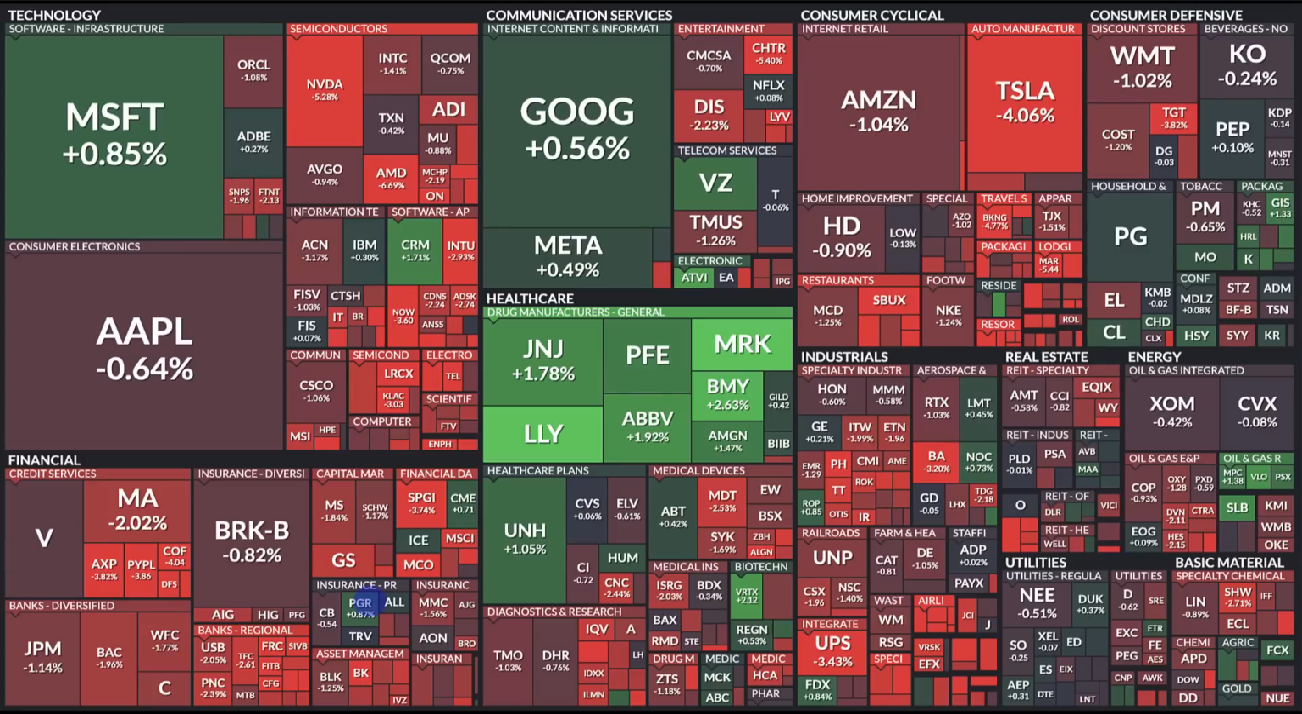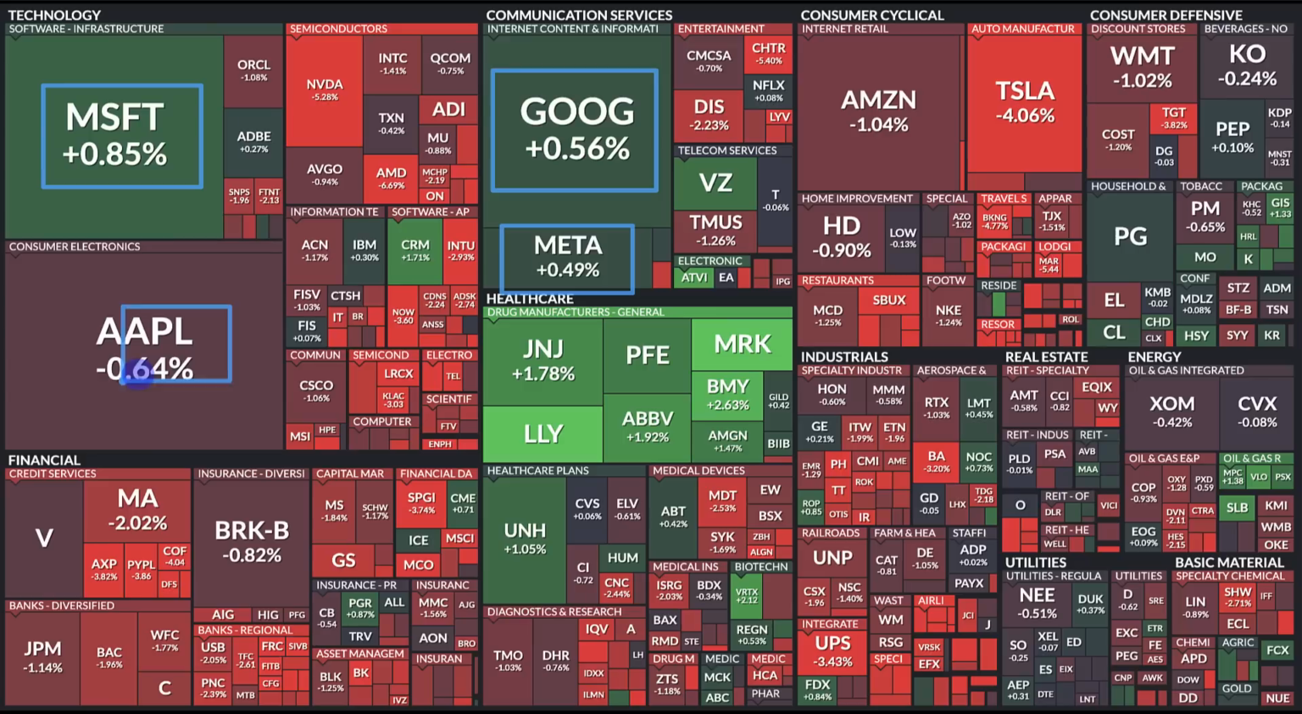And if I look at tech today, on a red day pretty much across the board, take a look here at Microsoft. Microsoft held it together. Google held it together. Meta held it together, right? And Apple was down slightly. So the big tech, right, actually kind of held themselves somewhat all right, given the circumstances of the current market conditions.